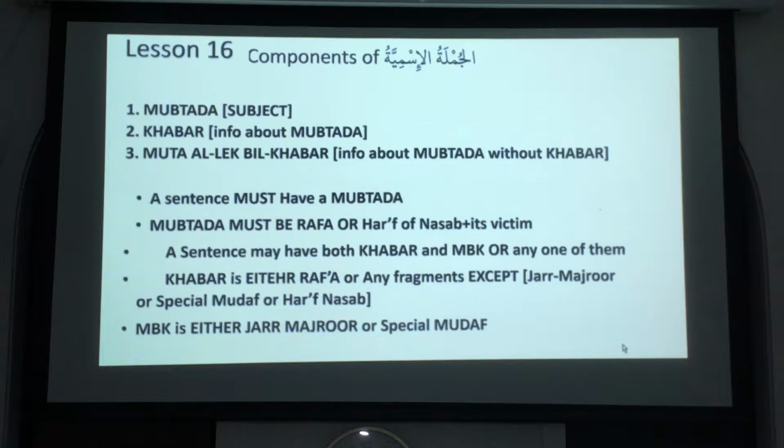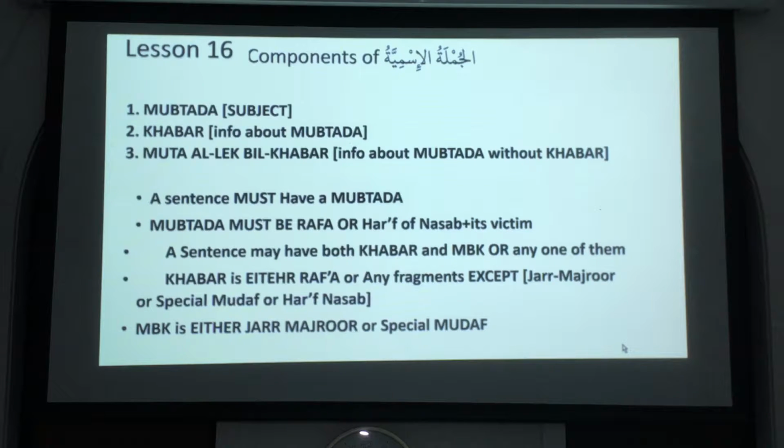So Jumla Ismiya has different components, okay? 3 components. Mubtada, which is called subject in English. We have khabar. Khabar means the information about the mubtada. In English we call it predicate. But in Arabic there's another extra thing. It's called muta'alliq bil khabar, which is kind of like a khabar but with some more information. We gave an example to understand that.